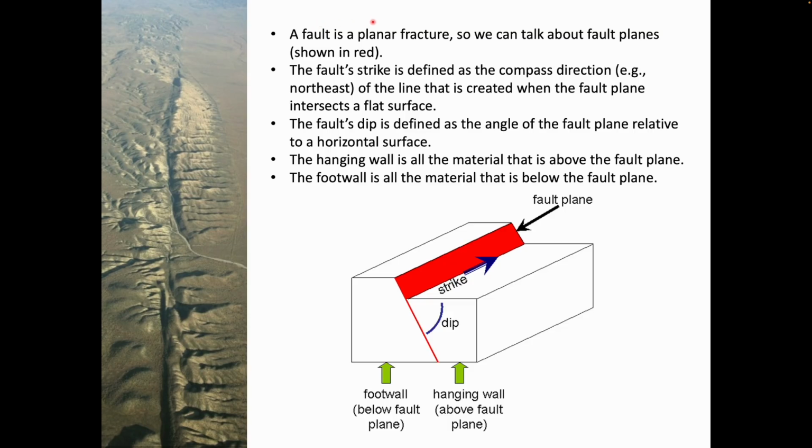Because a fault is a planar fracture, we can talk about fault planes. In this diagram below, the fault plane is shown in red. Usually this is a tilted planar fracture that extends through a significant portion of the Earth's crust.